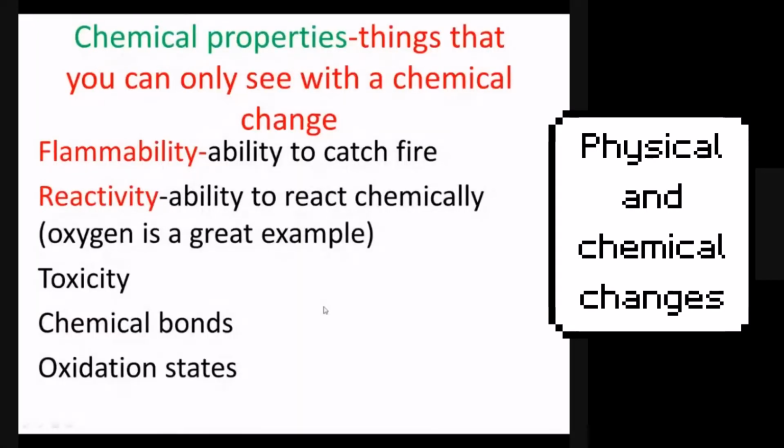Now, finally, chemical properties are things that you can only see or only test by using chemical changes. So for example, flammability. Testing the ability of something to catch fire can only be done using chemical changes. Reactivity, or the ability to react chemically with oxygen or water, can only be tested by actually reacting the substance with oxygen or water. So those are the most common chemical properties that you may see. There are a few others like toxicity, chemical bonds, and testing what oxygen state something is in. So there is chemical properties.